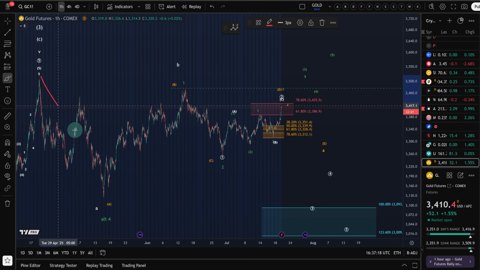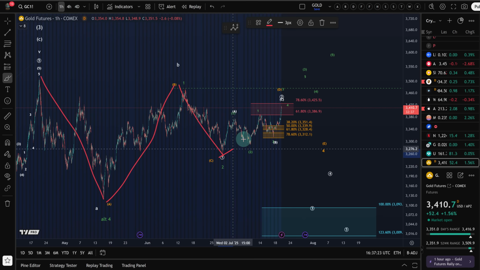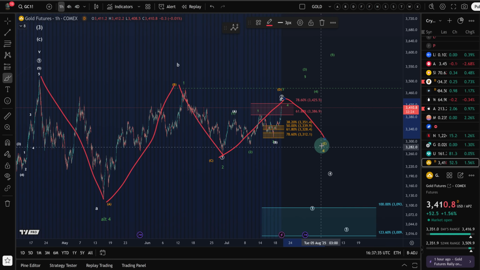So in a triangle, this initial move down was an A wave. This is a B wave. This is a C wave. This is a D wave. And the D wave needs to also stay below the green line, below 3,475, to remain valid. And if we now see a decline from here, but it's corrective again, not impulsive, then that's likely our E wave in the triangle.